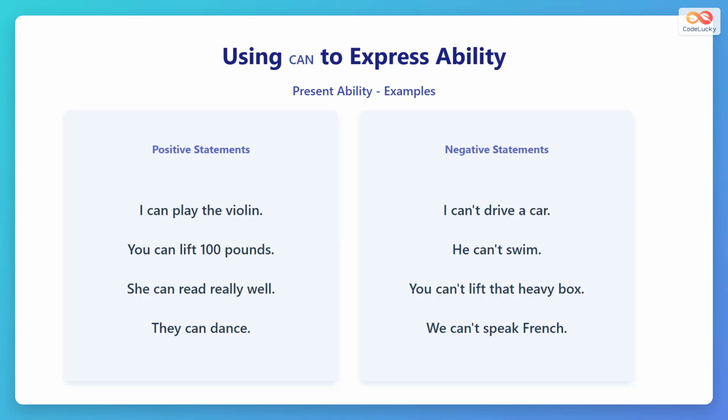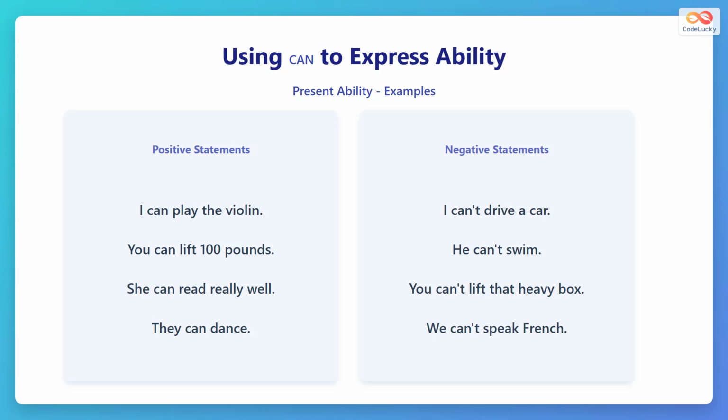Can always goes after the subject and before the main verb. For positive sentences, use subject plus can plus the main verb. I can play the violin. You can lift 100 pounds. She can read really well. They can dance.